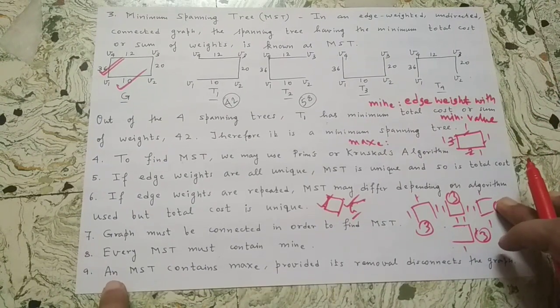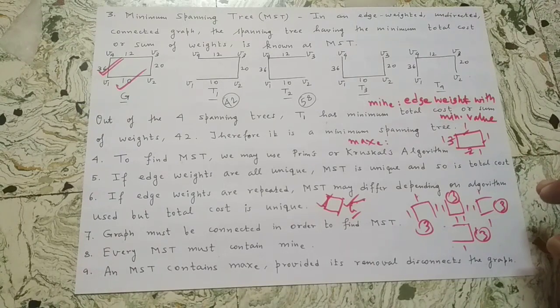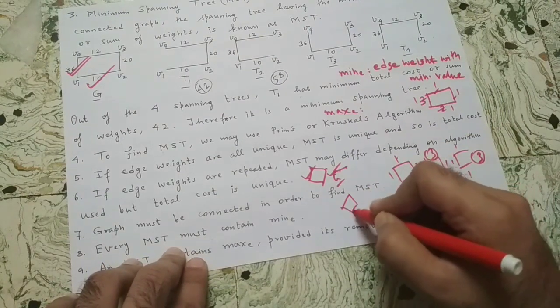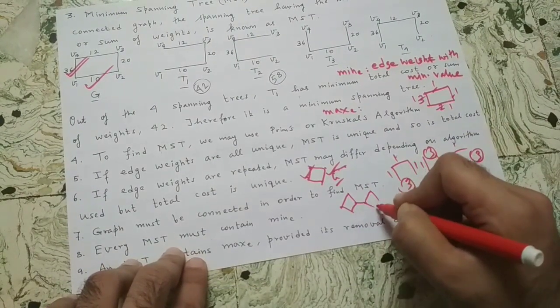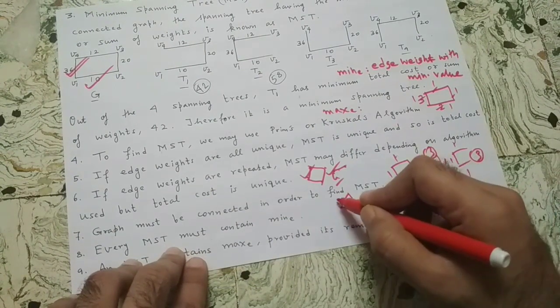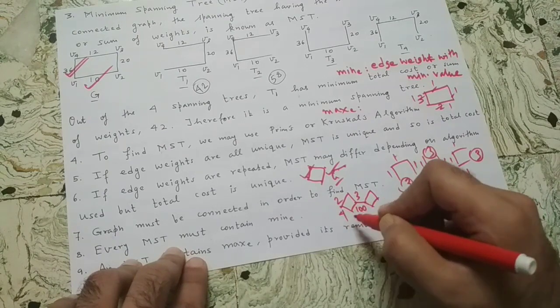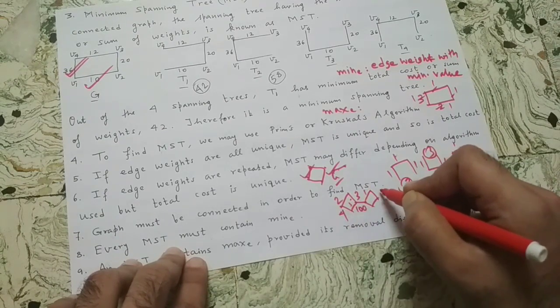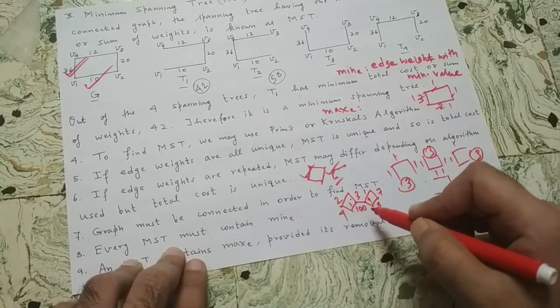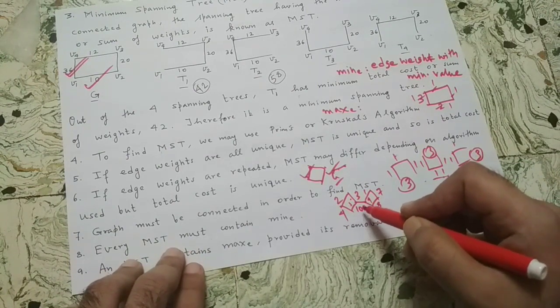And what is point number 9 telling us? Point number 9 is telling us that a minimum spanning tree will contain the edge with the maximum weight only when its removal will disconnect the graph. That means if you have a graph, let's say somewhat like this. And let's say this edge has a weight of 100. And let's say the remaining weights are 2, 3, 4, this is 5, this is 1, this is 7, this is 8, and this is 9. Now you can see that the edge which has the maximum value is 100.